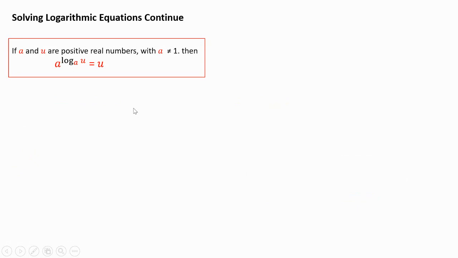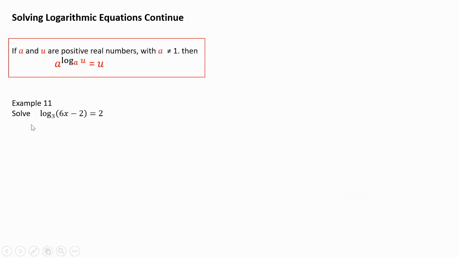Okay, now here we have another property. If a and u are positive real numbers, where a cannot be 1, then a to the power of log base a of u equals u, which means these right here, guys, cancel. If you have the base, and you have log, and the base is also the base here, this is equal to 1. You see, so u is equal to u. That's why this is equal to u.